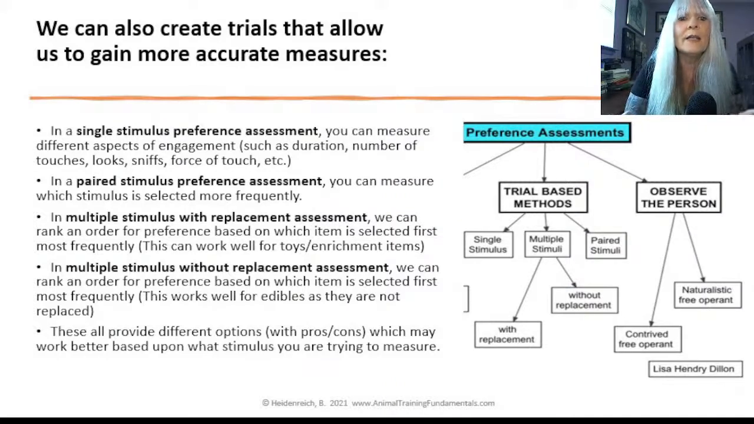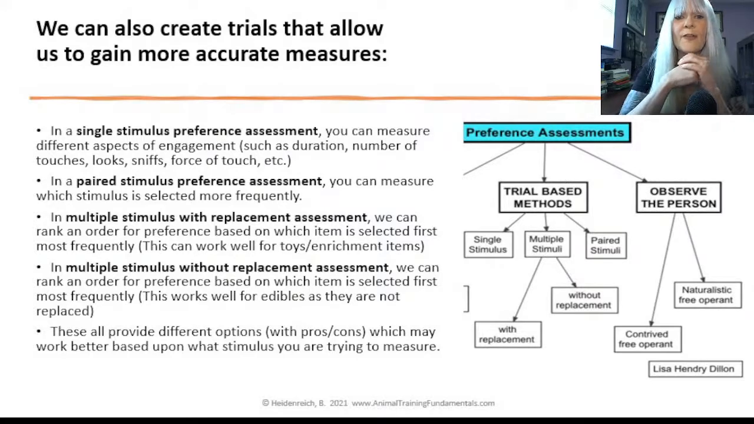Now, a paired stimulus preference assessment compares two items to each other, and you can measure how much the animal engages with either one. We provide two, and we say, oh, it went for this one, so that's the one it preferred over the other, right?